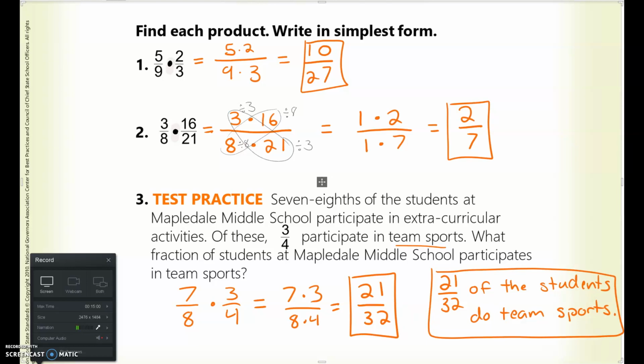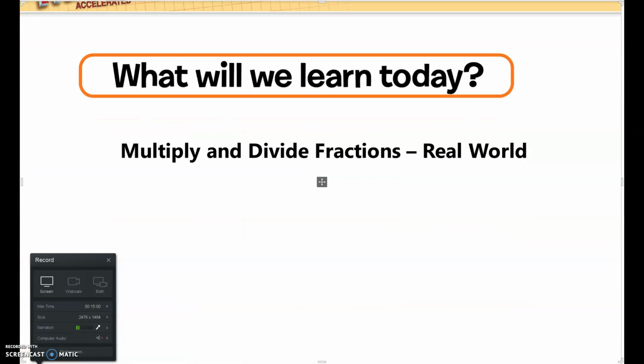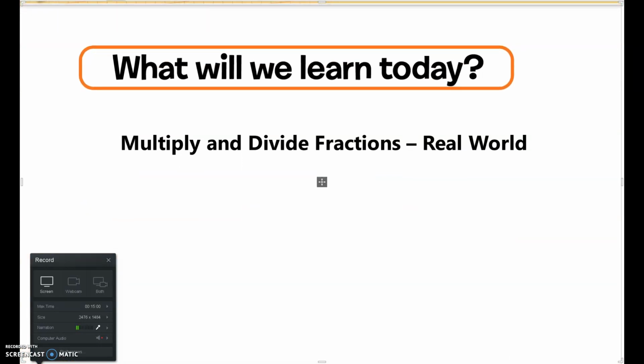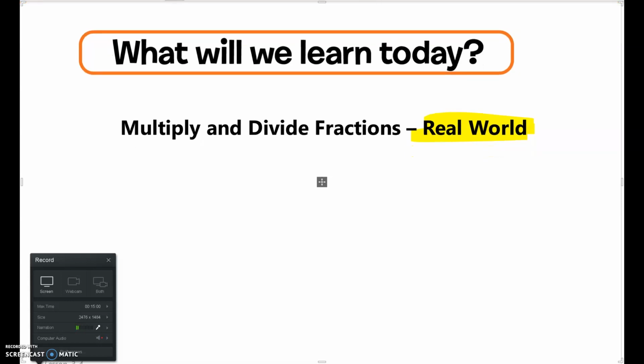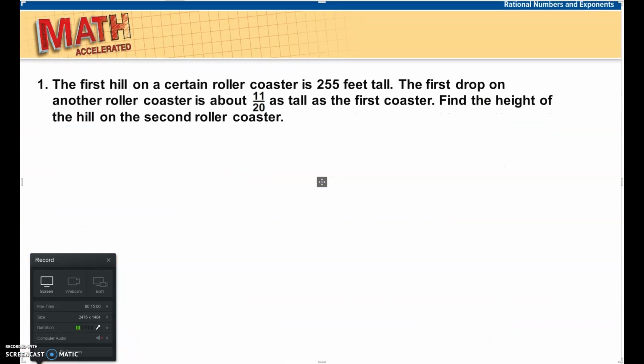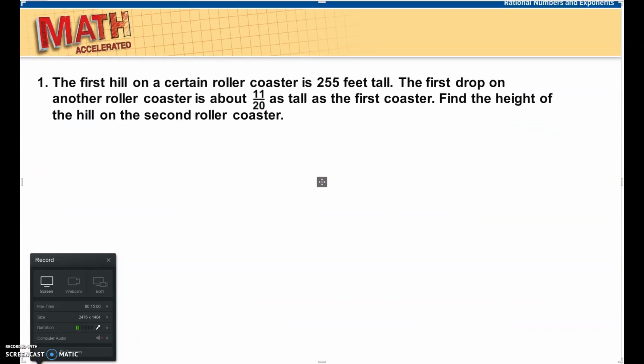Okay, now we're going to jump into some word problems. So what we're learning today is multiplying and dividing fractions in real-world problems. That's kind of our big key here. So we need to talk about when do we multiply, when do we divide. All right, first question says, the first hill on a roller coaster is 225 feet tall. The first drop on another roller coaster is about 11/20 as tall as the first coaster. Find the height of the hill on the second roller coaster. What we're going to do is multiplication.